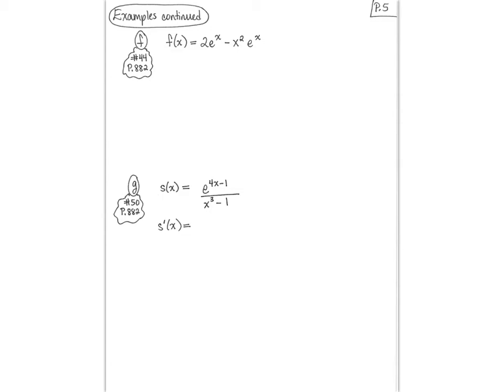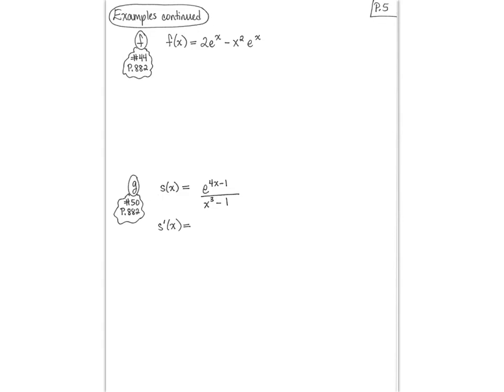In example F, you have your function f of x is equal to 2e to the x minus x squared times e to the x. So you have a difference, which means you have to differentiate each part. But differentiating this is not so bad. Differentiating this part is a little bit more challenging because you have to use the product rule. In G, you have s of x is equal to e to the 4x minus 1 divided by x cubed minus 1. Here, you have to use the quotient rule, combined with the rules you just learned. So pause the video, work through those examples.